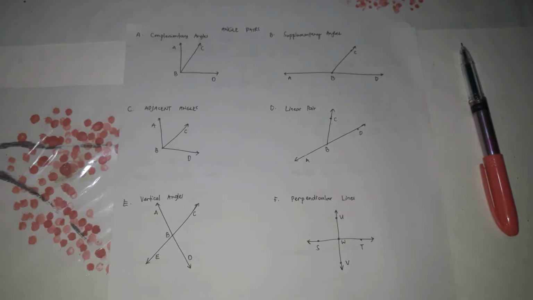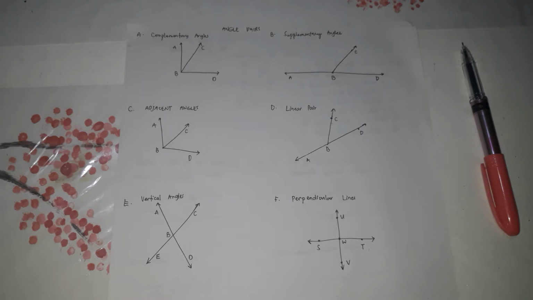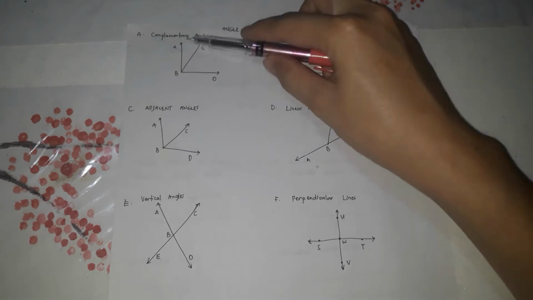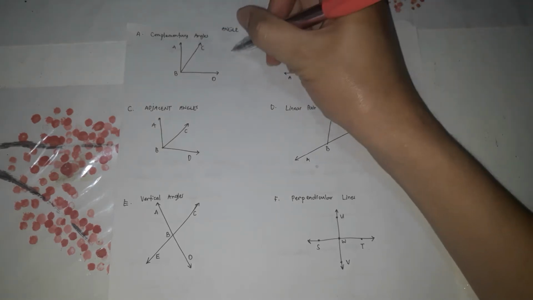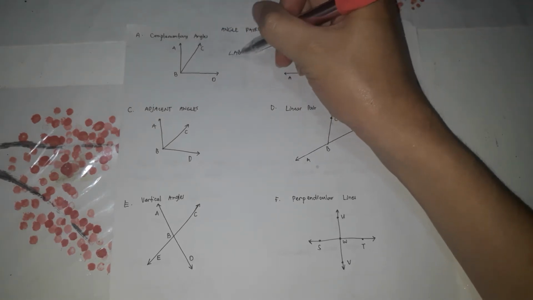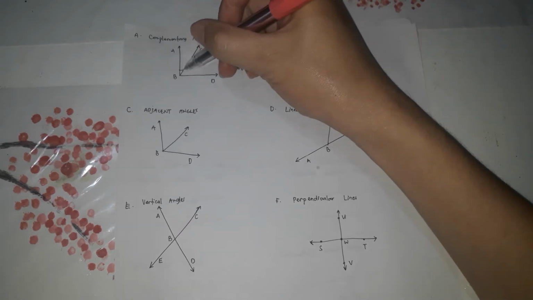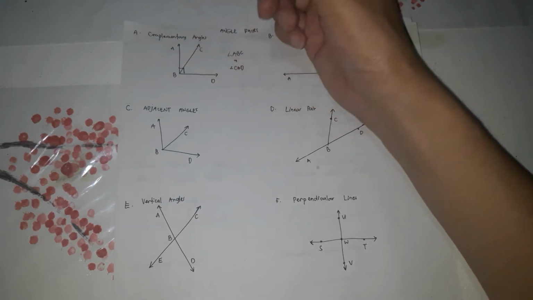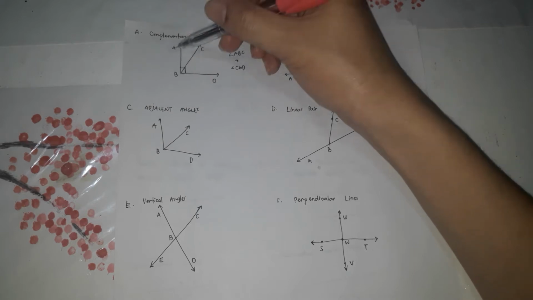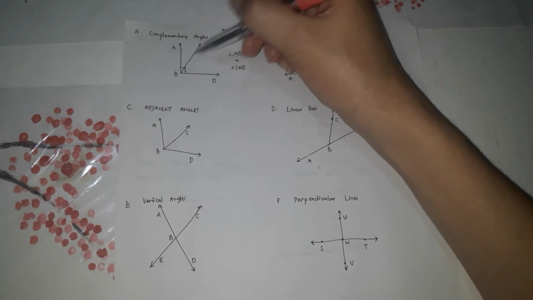Today we're going to talk about angle pairs. So they are pairs of two or more angles. The first one is complementary angles. Complementary angles are two angles which form 90 degrees. For example, angle ABC and angle CBD are complementary angles because if this is 90 degrees, so they are complementary angles, ABC and CBD.